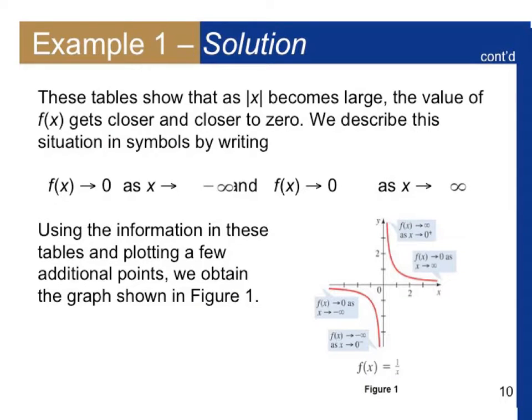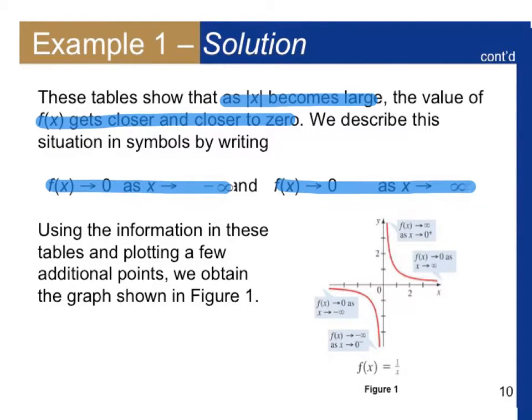So we can see from those tables that as the absolute value of x becomes large, the value of f of x gets closer and closer to 0. So we can say f of x approaches 0 as x approaches minus infinity, and f of x approaches 0 as x approaches plus infinity. On our table, as x approaches plus infinity, our y is going down to 0, but doesn't hit it. And as x approaches minus infinity out here, our y is going up to 0. It's negative and it gets closer and closer to 0, but doesn't hit it. So we can see that that's our horizontal asymptote. That's what's happening out here.